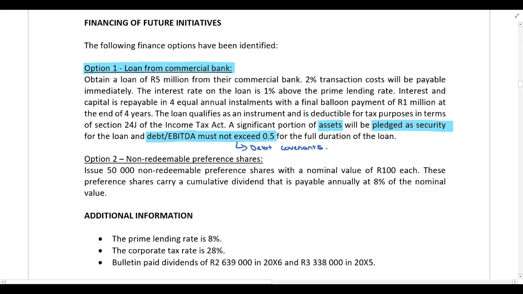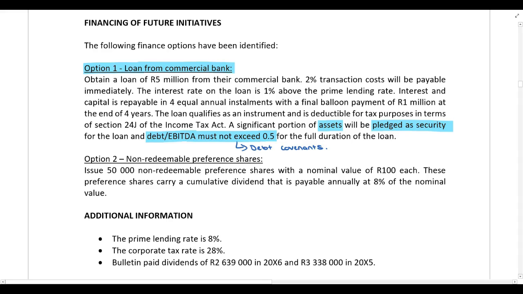So debt covenants are just restrictions that the bank will impose on the company to protect themselves against bad debts. So in the event that these debt covenants are not complied with, then the full loan becomes repayable. And if Bulletin doesn't have the money available to repay the full loan, assets have been pledged as security for the loan, so the bank will then repossess those assets to cover their loss.